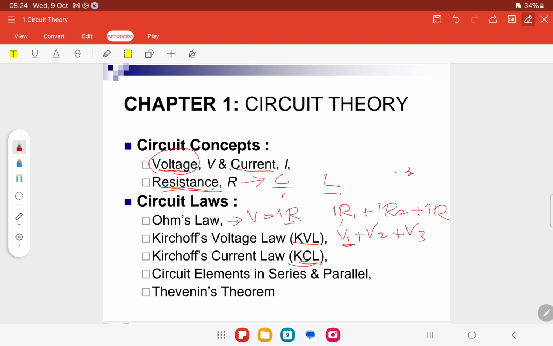And for the current, we take I1 plus I2 plus I3. And for I, what is it? From here, I equals V over R, so each one will be V over R1 plus V over R2 plus, and all together it equals 0. This one equals 0, this one also equals 0. Later we will look at more detail.